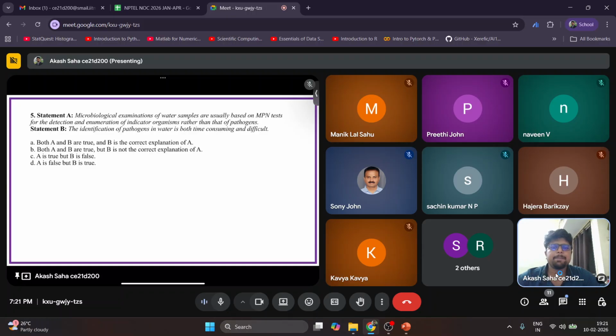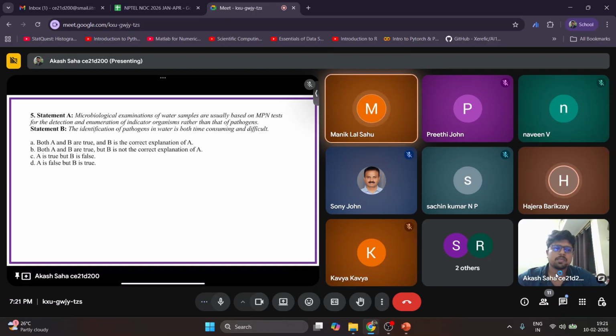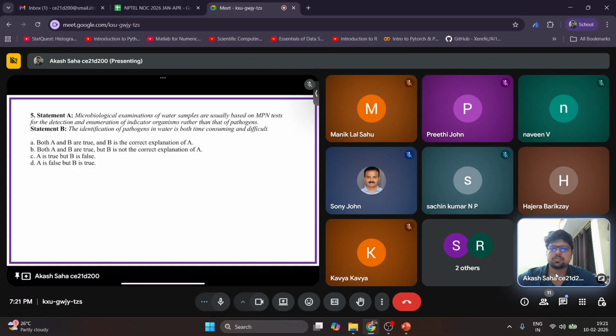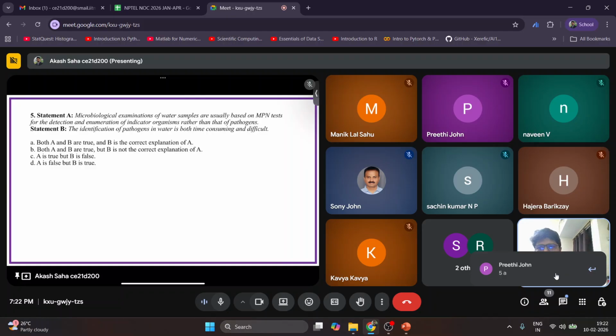So what is this MPN test? What is the full form? Anyone knows? What is MPN? Most probable number. Yes, that is true. So basically, for quantifying the microbial concentration generally, we do the MPN, or the most probable number. So it will be MPN per 100 ml. That's how it is denoted.